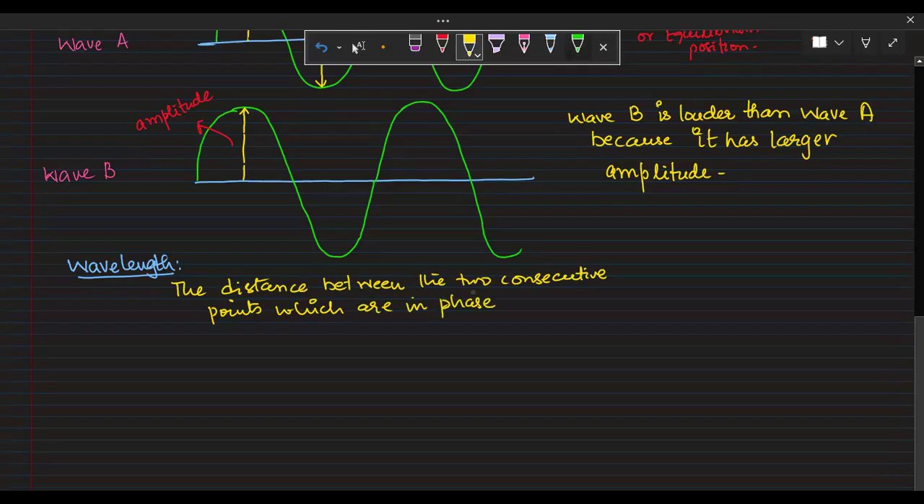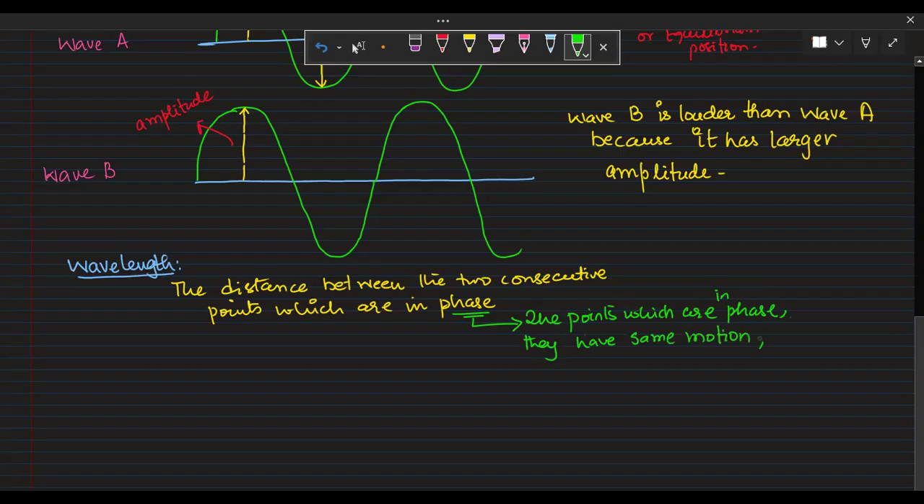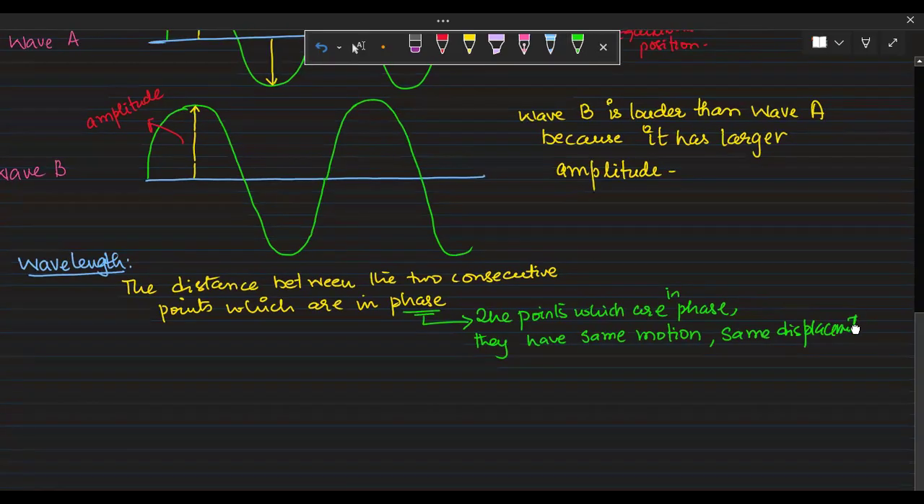Okay. Now, when we talk about phase, the points which are in phase have the same motion, right? I'm going to explain this. What does same motion mean? Same distance or displacement, okay, same displacement. Any other point you would like to add? Same direction, moving in the same direction.